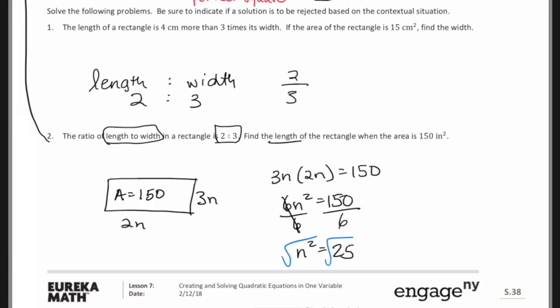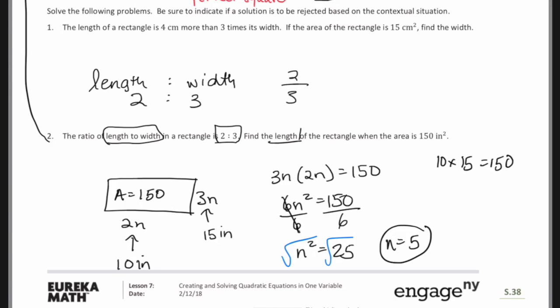So n squared is 25, and so n can be either plus or minus, but because we're dealing with area, n can only be positive 5. And I found my length and my width here, and they do have the ratio of 2 to 3. So it works out. This definitely was not the most complicated problem, but you will see problems like this in class.